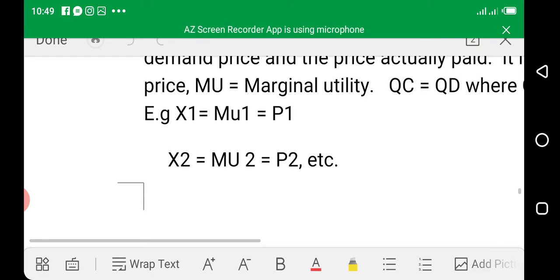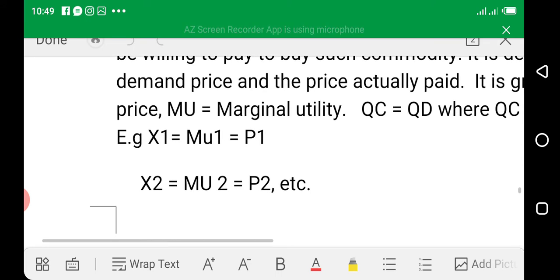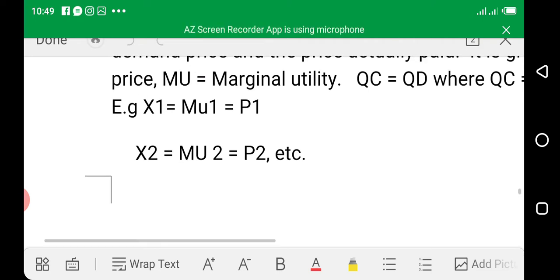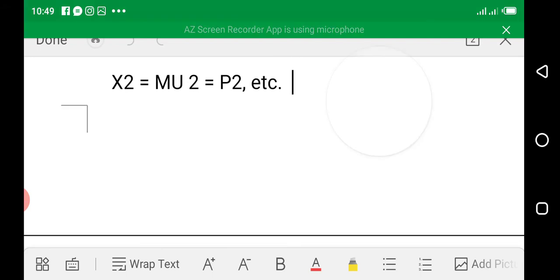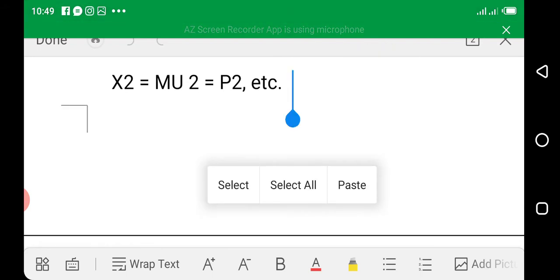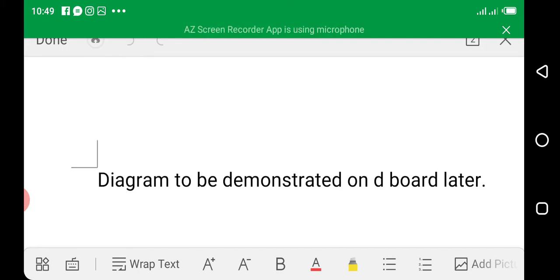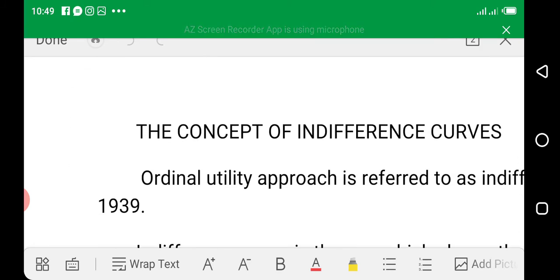That is the first commodity, where the consumer surplus will be when a commodity equals the marginal utility derived from it, and the marginal utility is equal to the price. So also the second commodity, where its marginal utility is equal to its price as well. So that is where a consumer is said to have surplus. Then there will be the graph to be demonstrated on the board.